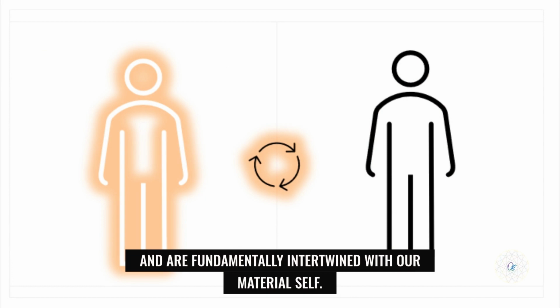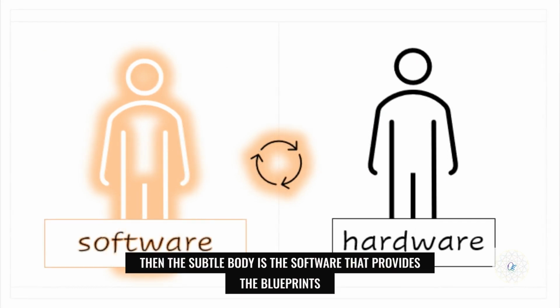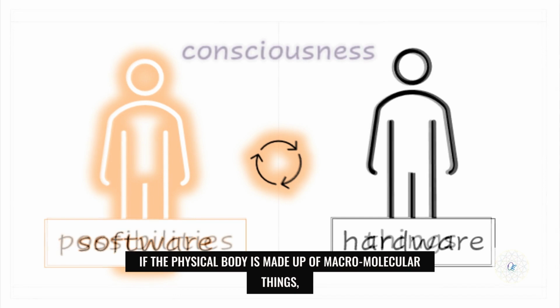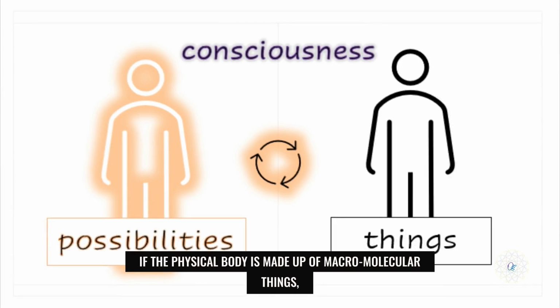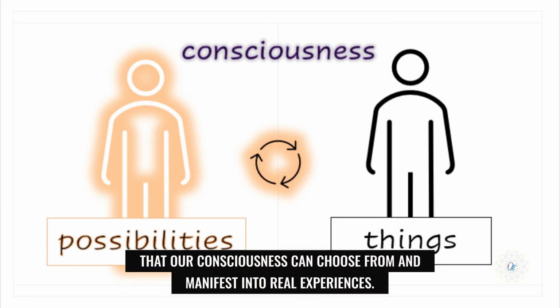If the physical body is humanity's hardware, then the subtle body is the software that provides the blueprints for the body's physical organs and functions. If the physical body is made up of macromolecular things, then the subtle body is a collection of quantum possibilities that our consciousness can choose from and manifest into real experiences.